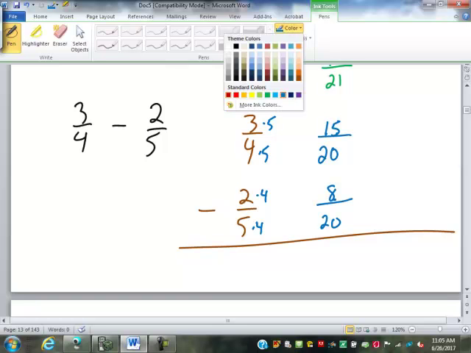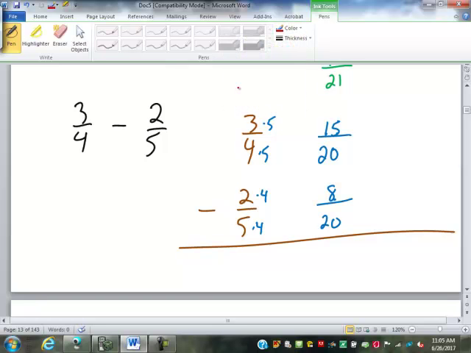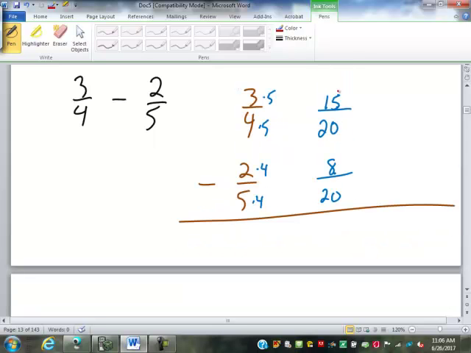The only difference is we are subtracting instead of adding. So we still combine the counts. What is 15 minus 8? 7. And we keep the same name, 20ths. So it's 7 20ths. You look confused. So you times it over for the common denominator and then you subtract. Yeah.